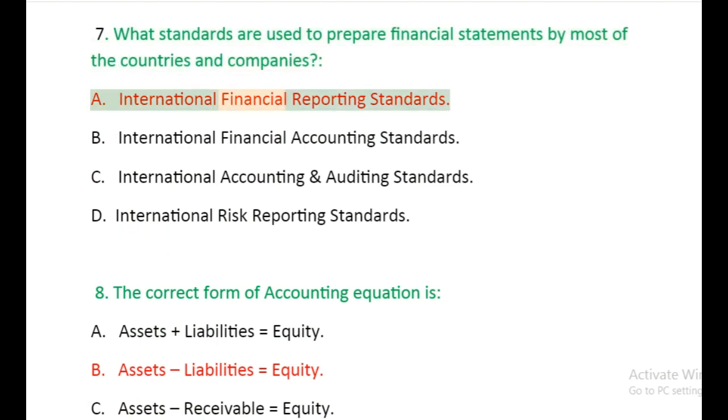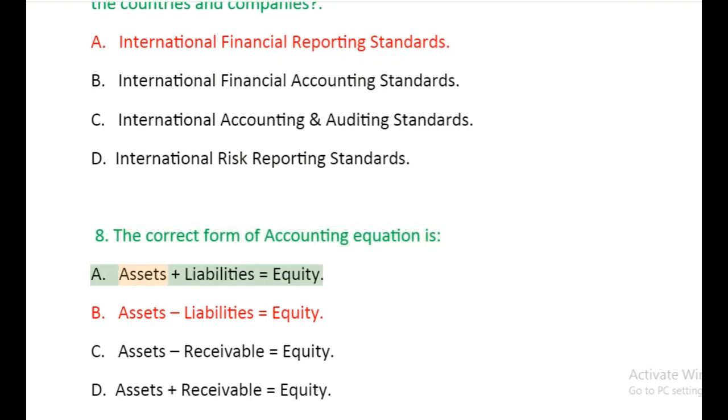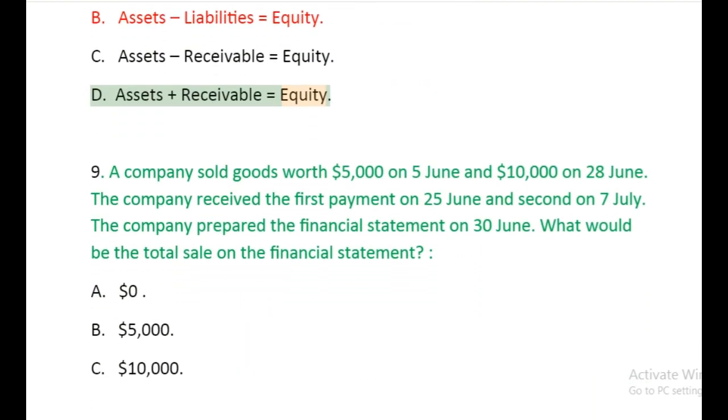A. International Financial Reporting Standards, B. International Financial Accounting Standards, C. International Accounting and Auditing Standards, D. International Risk Reporting Standards. 8. The correct form of accounting equation is A. Assets plus liabilities equals equity, B. Assets minus liabilities equals equity, C. Assets minus receivable equals equity, D. Assets plus receivable equals equity.